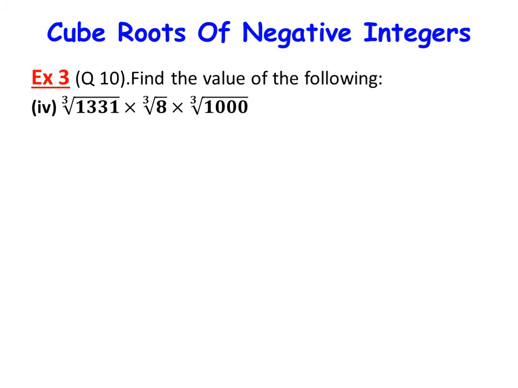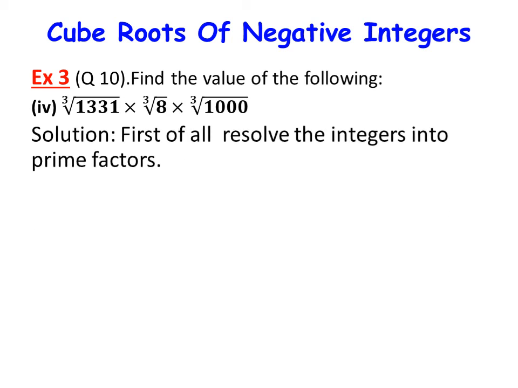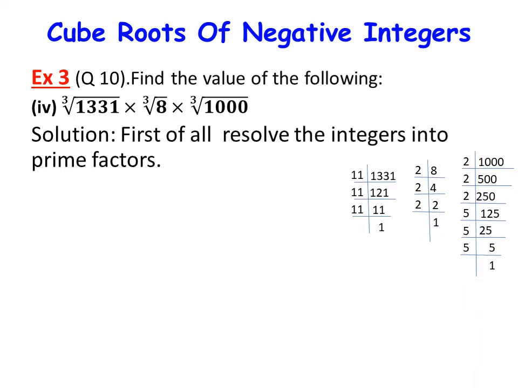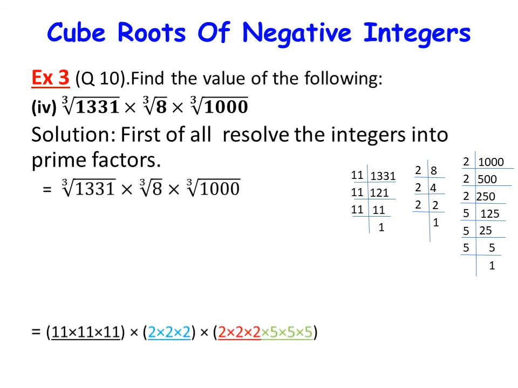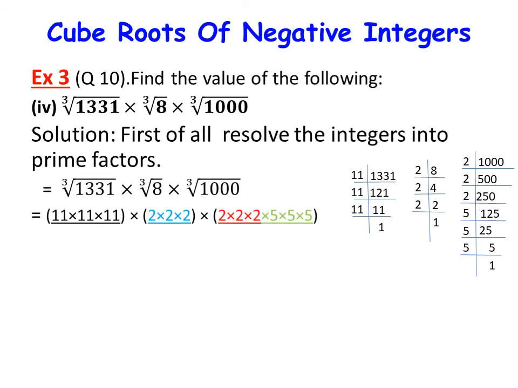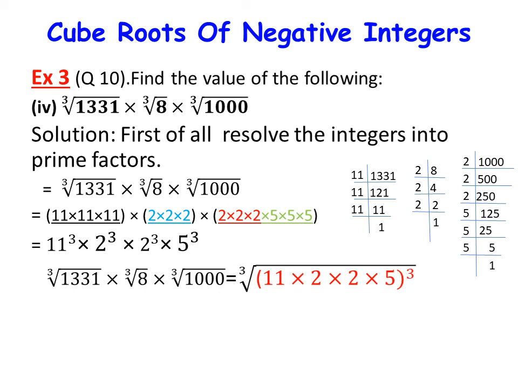This is the fourth part. You have to take the cube root of 1331 multiplied by cube root of 8 multiplied by cube root of 1000. All three values are positive. First of all, resolve the integers into prime factors. We will make the prime factorizations, and then, as I discussed earlier, either you can take the cube roots from the very beginning, or you can make the triplets and then convert into cubes, and then you can take the cube root on both sides.